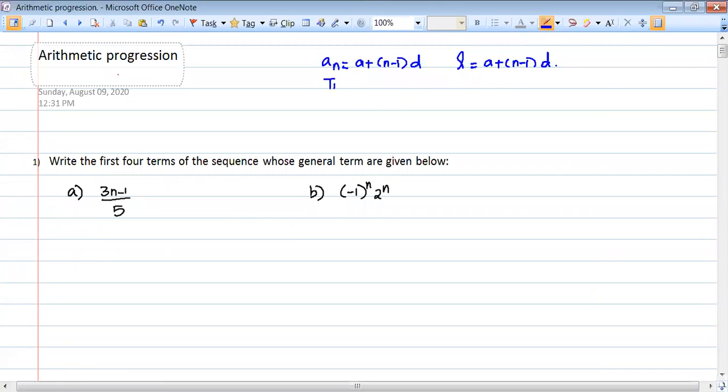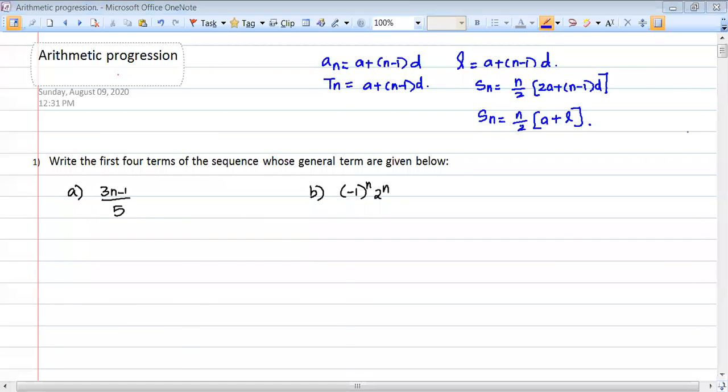In some questions they will give Tn also. All three are the same only. Okay. What is your Sn formula? n by 2 into 2a plus n minus 1 into d. Already sir derived this formula for you. Sn is equal to n by 2 into a plus L. This is another formula. So these are all the formulas sir already derived for you. Now we are going to work out the problems from this.